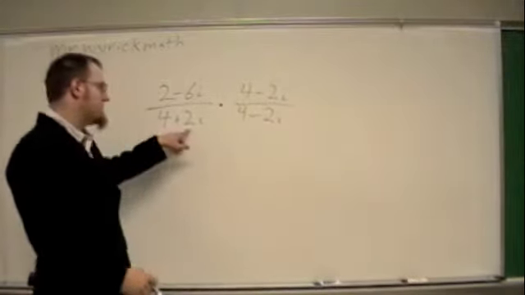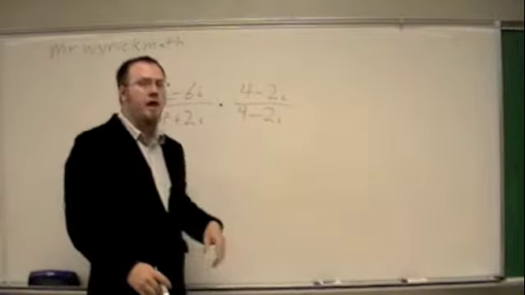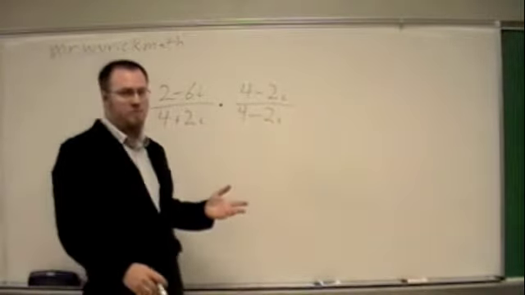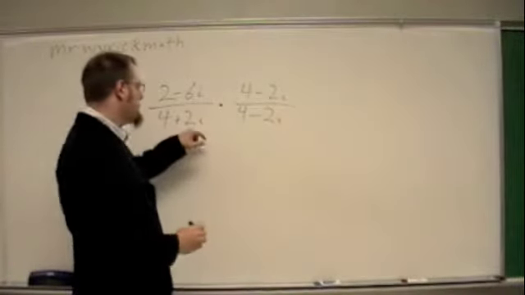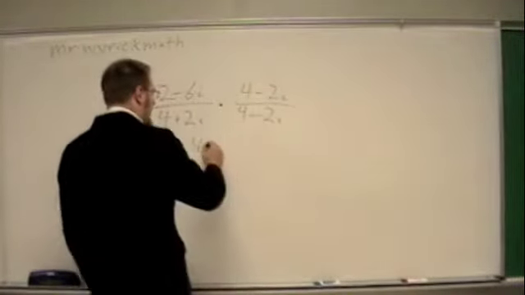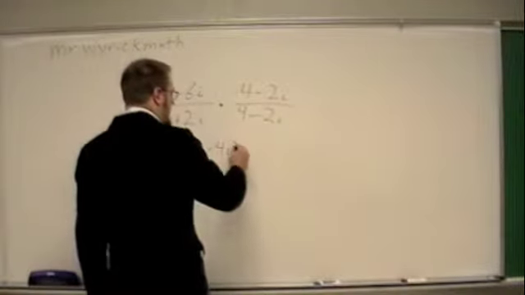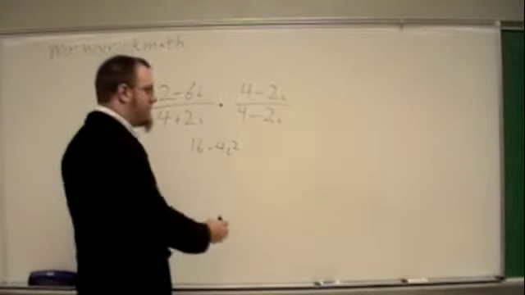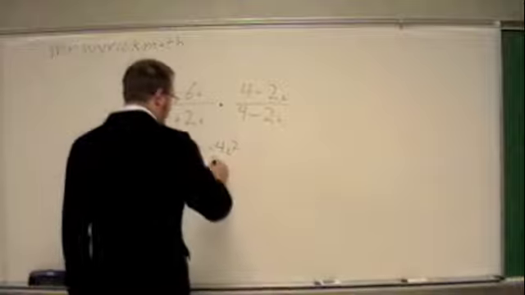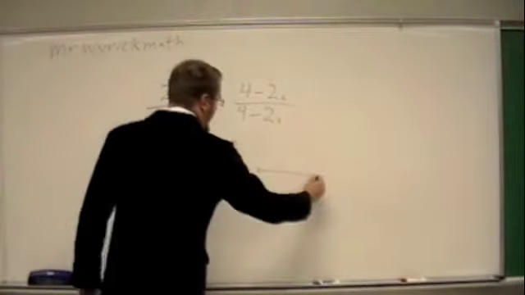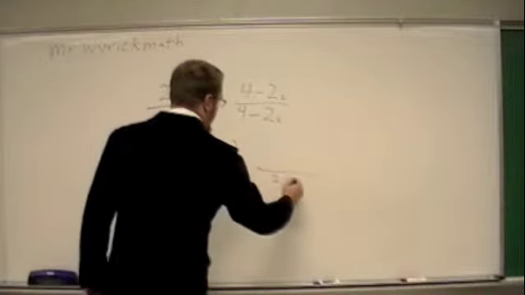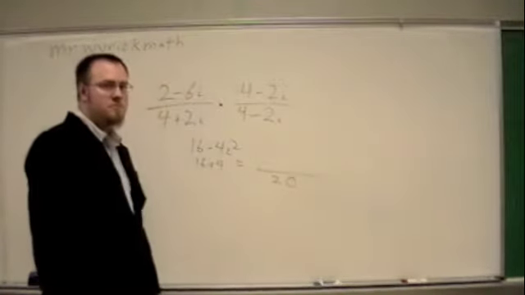And if I have (4 + 2i) times (4 - 2i), I have the difference of squares on the bottom. So all I have to do is 4 squared is 16. 2i times negative 2i makes a negative 4i squared. Since i squared is negative 1, times negative 4 makes a positive 4, so I have 16 plus 4. So on the bottom of my final answer is going to be the number 20.